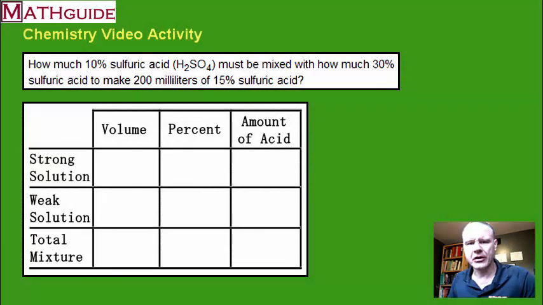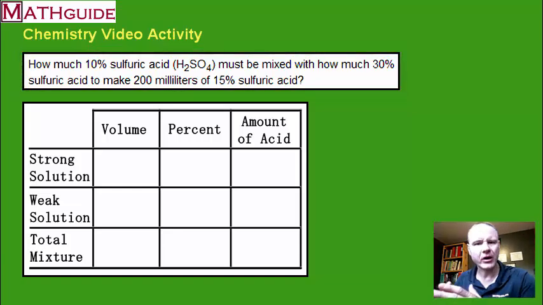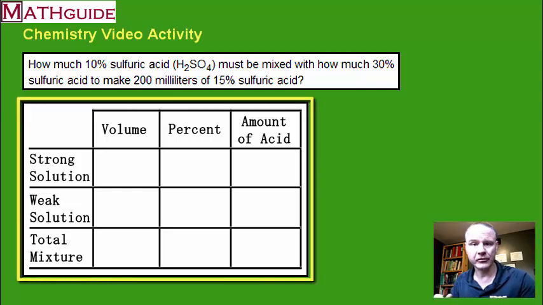So let's take a look at our chemistry mixture problem. How much 10% sulfuric acid must be mixed with how much 30% sulfuric acid to make 200 milliliters of a 15% sulfuric acid? In order to do this problem, we need to organize the information. And to organize this information, we have a helpful table.